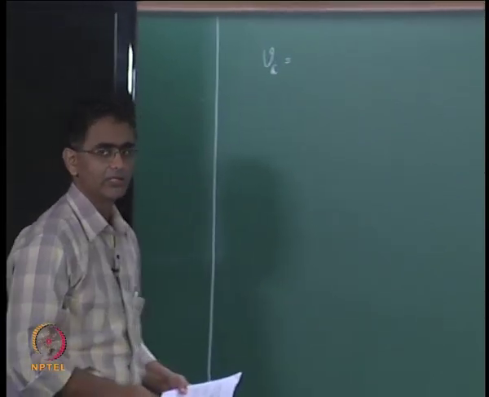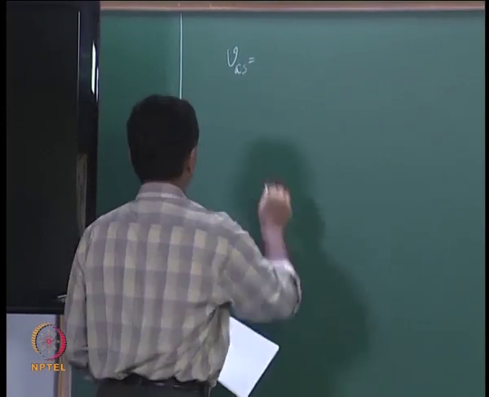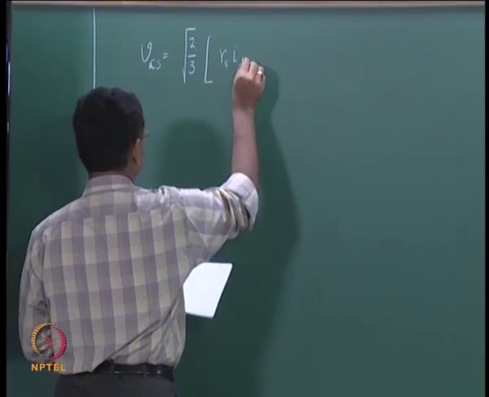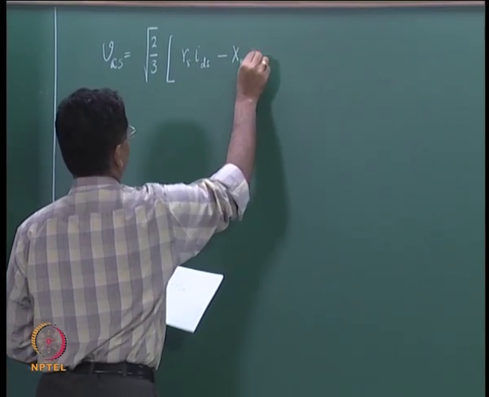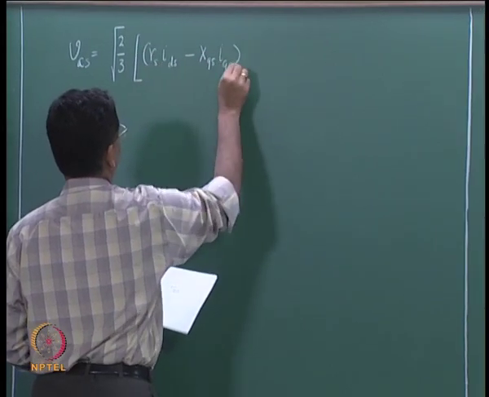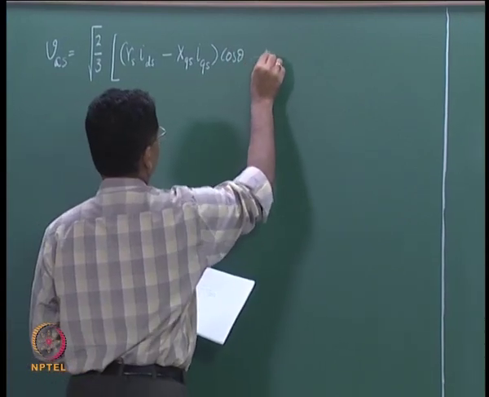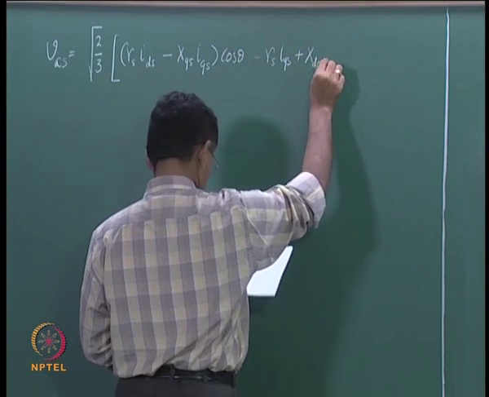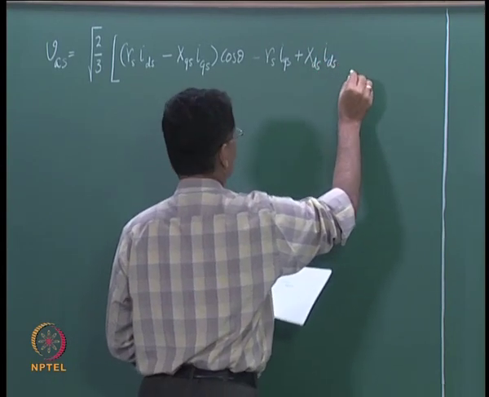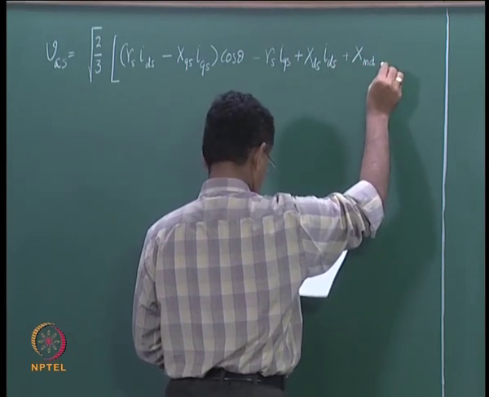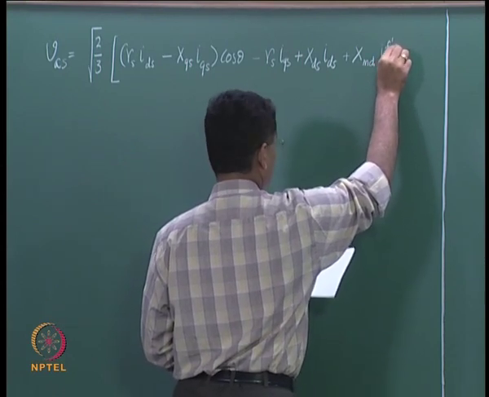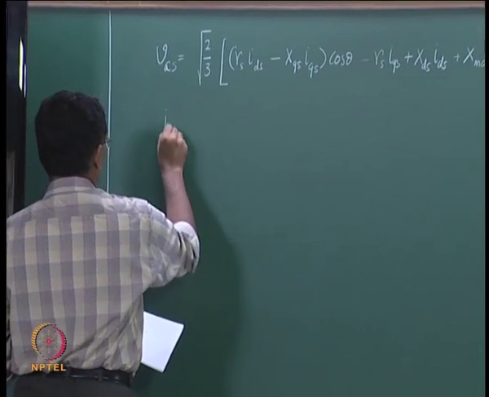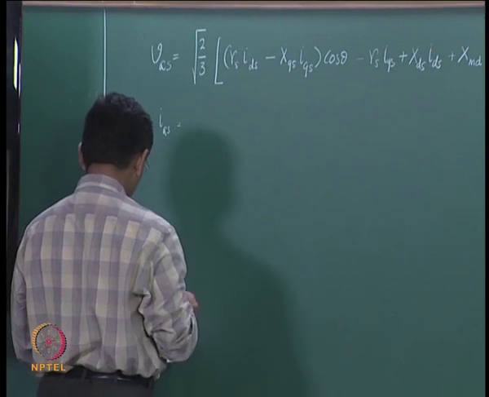We had said that the stator voltage VAS is given by root of 2 by 3 into [RS into IDS minus XQS into IQS] cos theta minus [RS into IQS plus XDS IDS plus XMD into IF dash] into sin theta. So this was one equation.